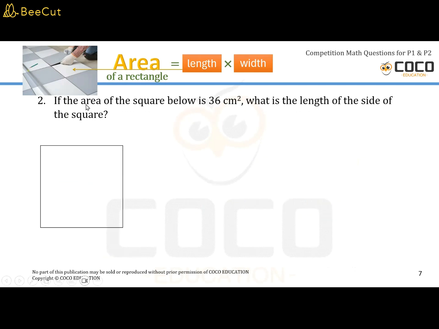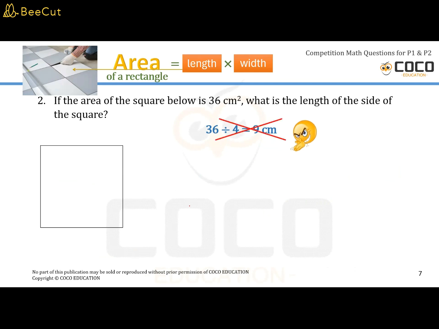Another question. You know the area of the square is 36 centimeters square. What is the length of the side of the square? Some students would like to do 36 divided by 4 because they think there are 4 sides. Then the 4 sides make 36. Is it a correct way?